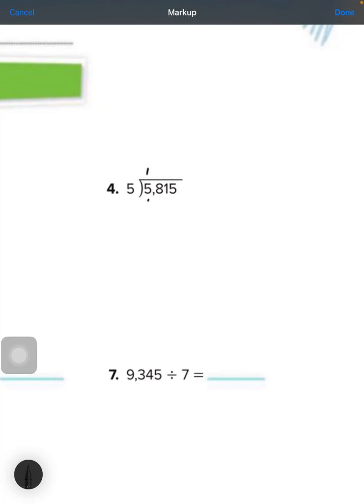Okay, number 5. 5 will go into 5 once. 1 times 5 is 5. 0, bring down the 8. 5 will go into 8 once. 1 times 5 is 5. 3, they'll go into that 6 times. 6 times 5 is 30. Bring that 5 all the way down. 5 will go into 15 3 times.